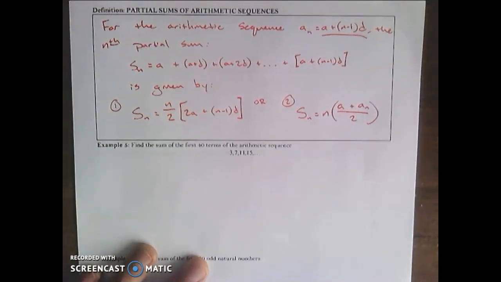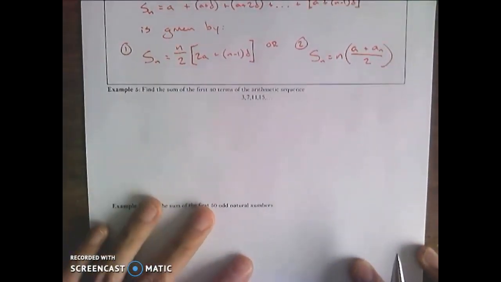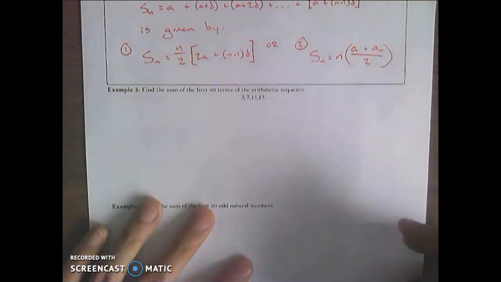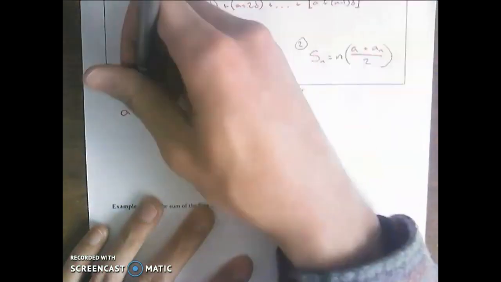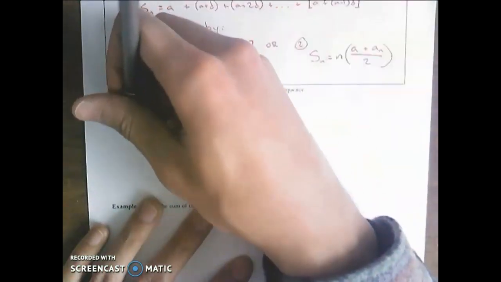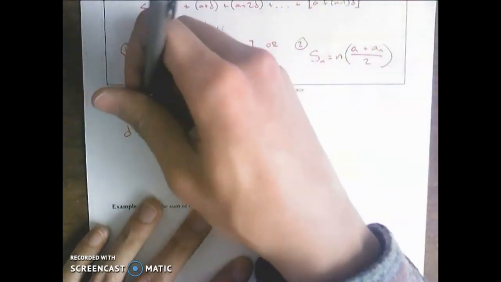So let's practice finding some partial sums of arithmetic sequences. Example 5. Find the sum of the first 40 terms of the arithmetic sequence. We have 3, 7, 11, 15. So writing this out, our first term is 3. And our common difference, what happens between each term? We're adding 4. So our common difference is 4.